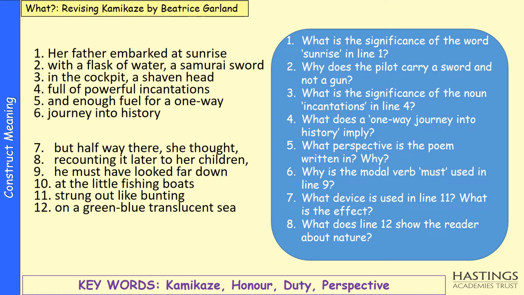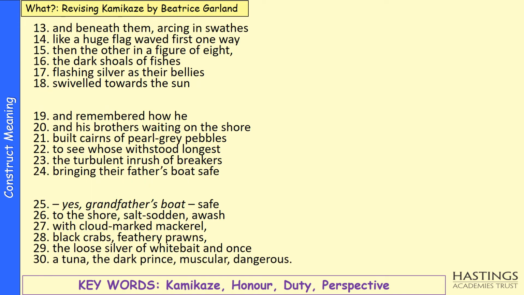Okay, let's have a look at the next couple of stanzas. So the poem carries on. It says, and beneath them, arcing in swathes like a huge flag wave first one way and then the other in a figure of 8, the dark shoals of fishes, flashing silver as their bellies swiveled towards the sun, and remembered how he and his brothers waiting on the shore built cairns of pearl-grey pebbles to see whose withstood the longest the turbulent inrush of breakers, bringing their father's boat safe. Yes, grandfather's boat, safe to the shore, salt-sodden, awash with cloud-marked mackerel, black crabs, feathery prawns, the loose silver of whitebait, and once a tuna, the dark prince, muscular, dangerous.